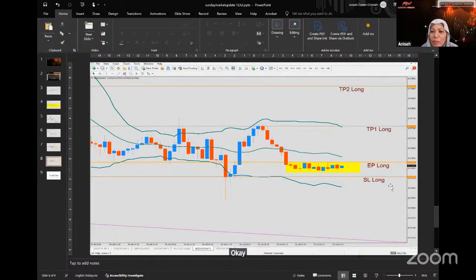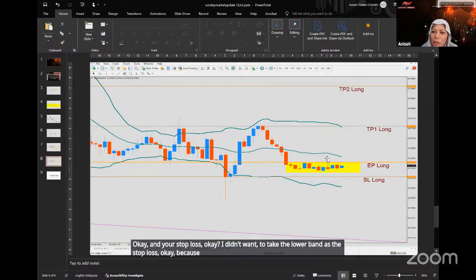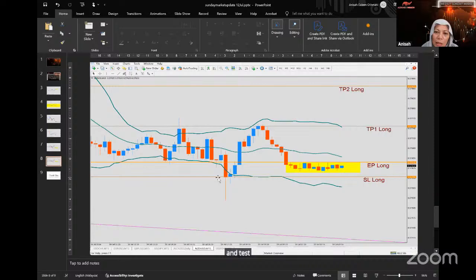Okay, and your stop loss. I didn't want to take the lower band as the stop loss because I don't want it to incur such a huge loss. If it is really going up, it's not going to come back and test the previous demand level, which is at 0.57598.